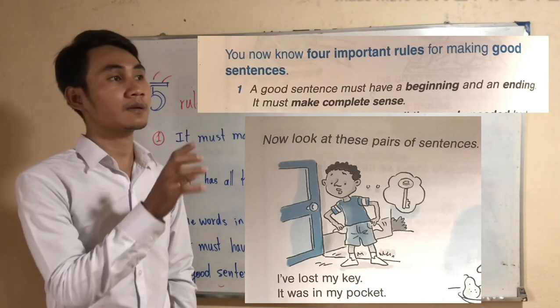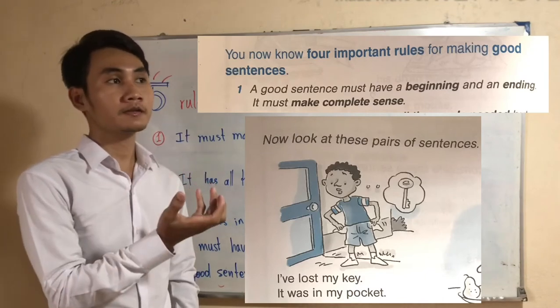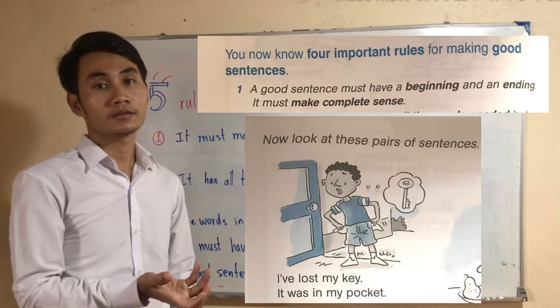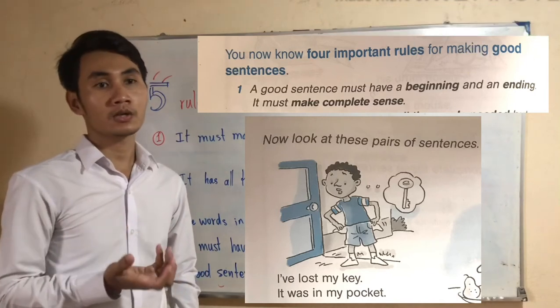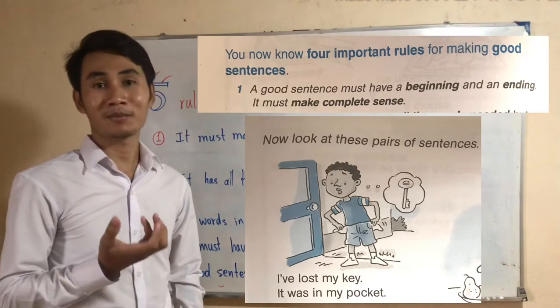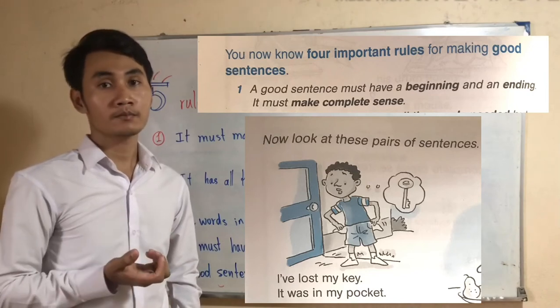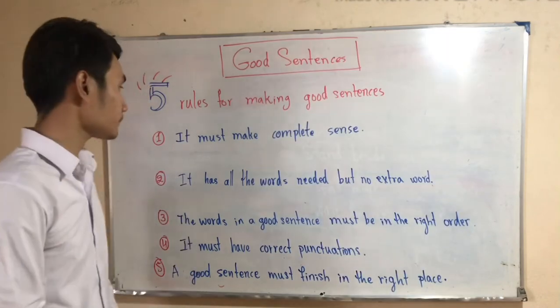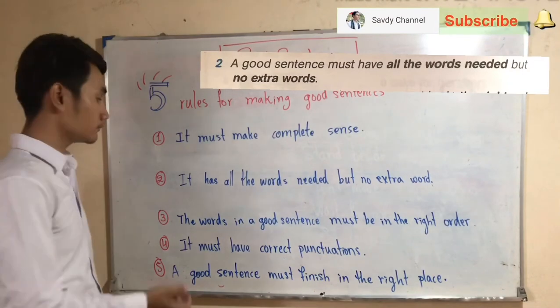This has the subject and verb exactly. It has the start and it has the finish. So we call it a complete sentence, or complete sense. Easy to listen. Okay? This is the first rule. Rule number 1.